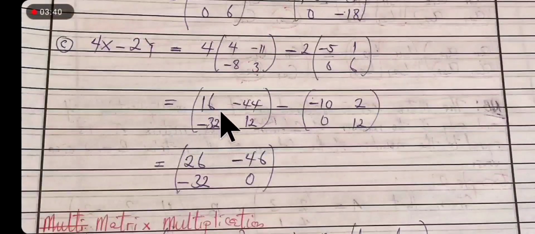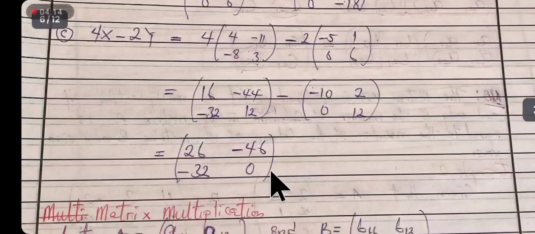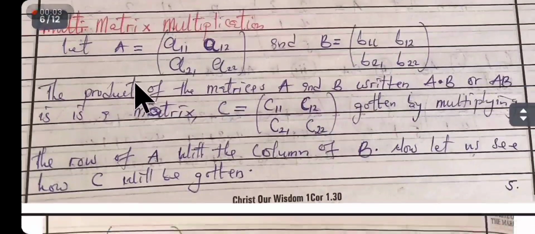So what you are going to have is 16 minus minus 10, which is 26, because minus times minus is plus. So 16 plus 10 is 26. Then minus 44 minus 2 is minus 46. Then minus 32 minus 0 is minus 32. 12 minus 12 will give us 0. So this is what we call scalar multiplication. All right, so now matrix multiplication.